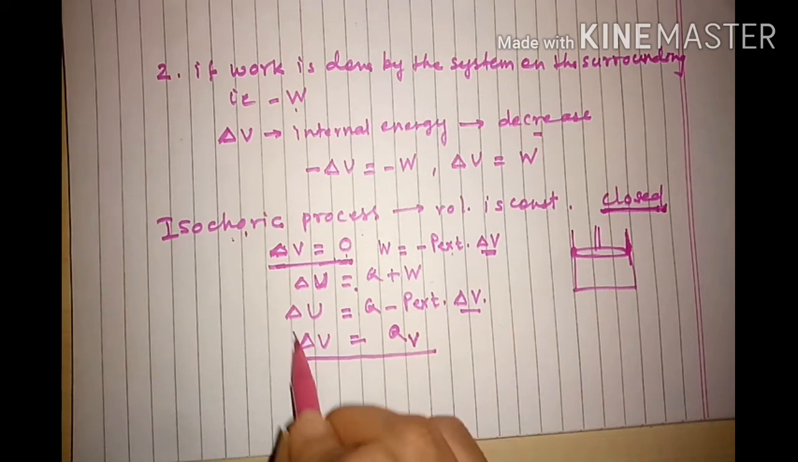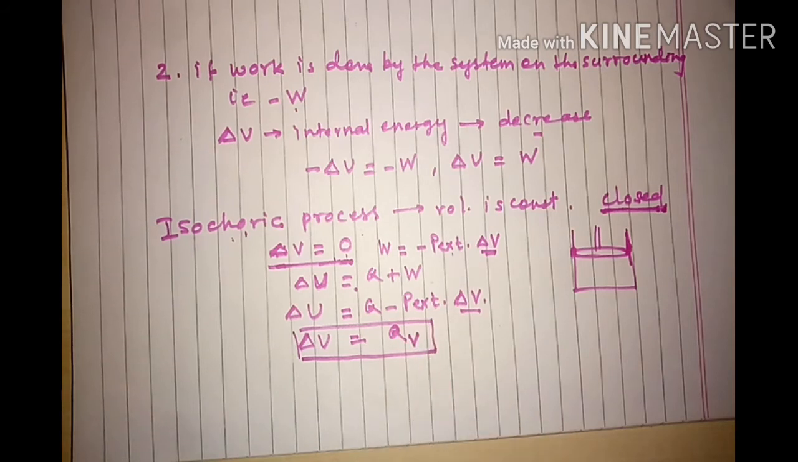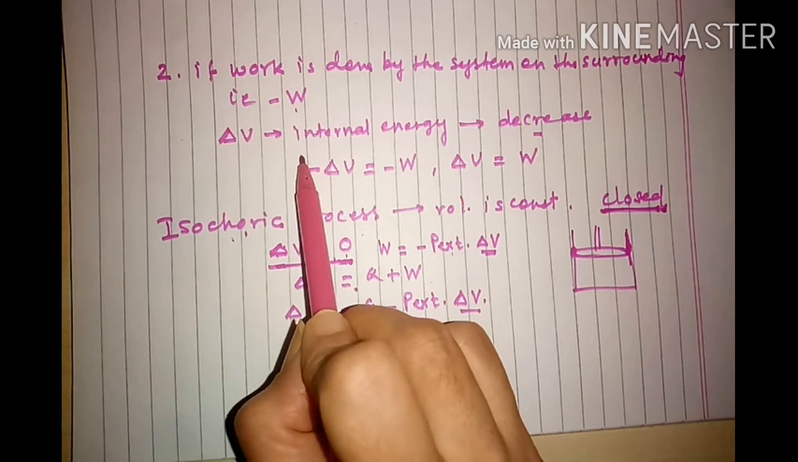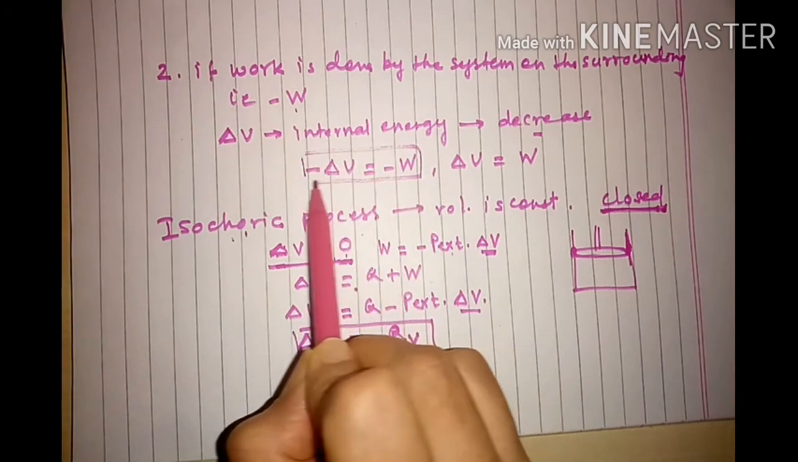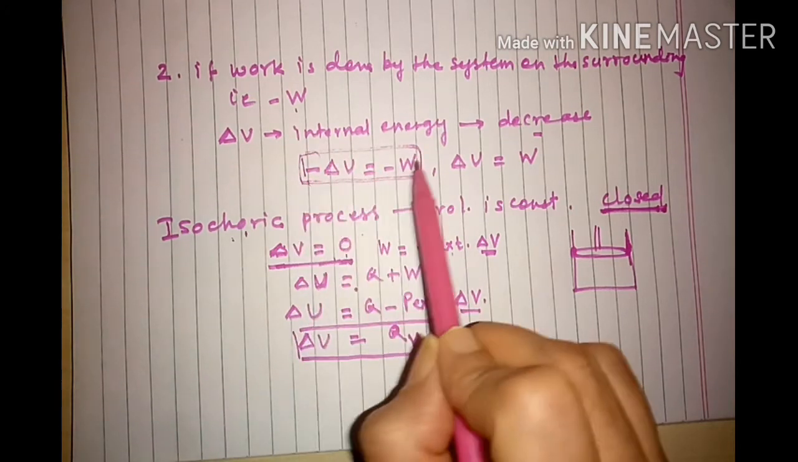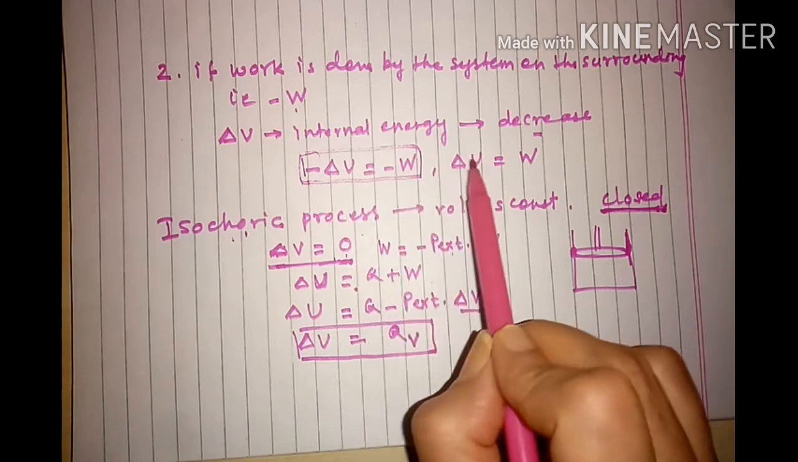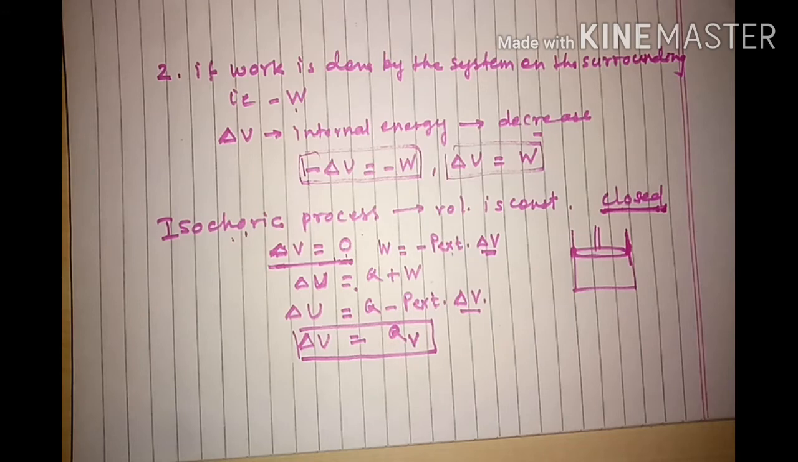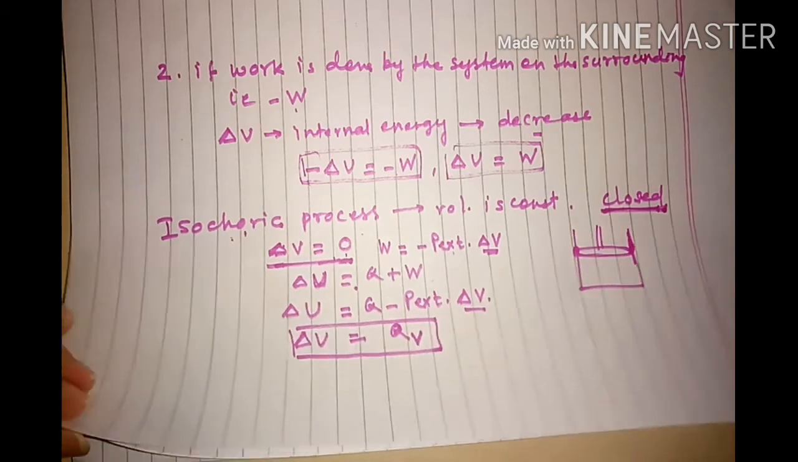So this is the important thing you got over here. In case of this adiabatic process, you are getting two situations, minus delta U equal to minus W and plus delta U equal to plus W. Now we'll proceed to the last one, that is the isobaric process.